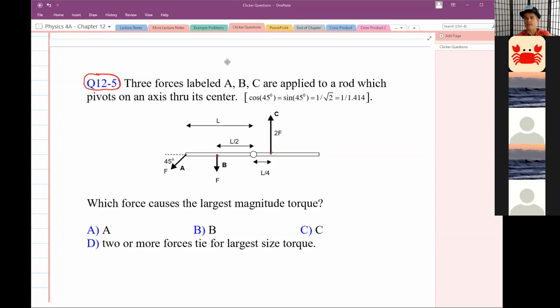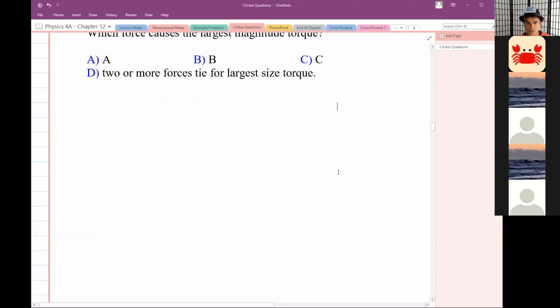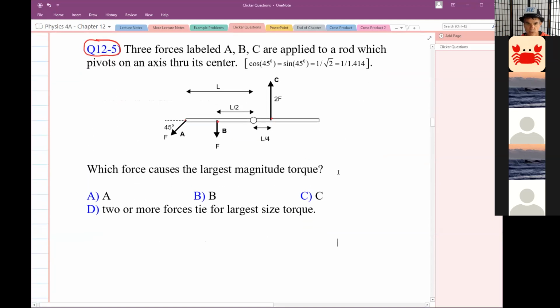73%. All right. Gonna give another 10 seconds for people to vote. Let's end it. And 5, 4, 3, 2, 1. Share the results. Okay, we have 70% of those responding saying A causes the largest torque. Let's go through it.